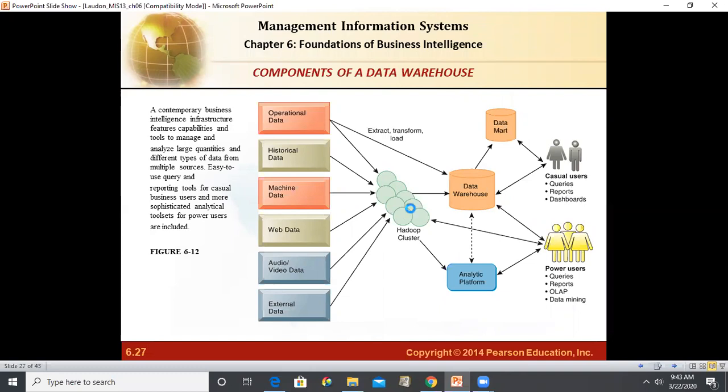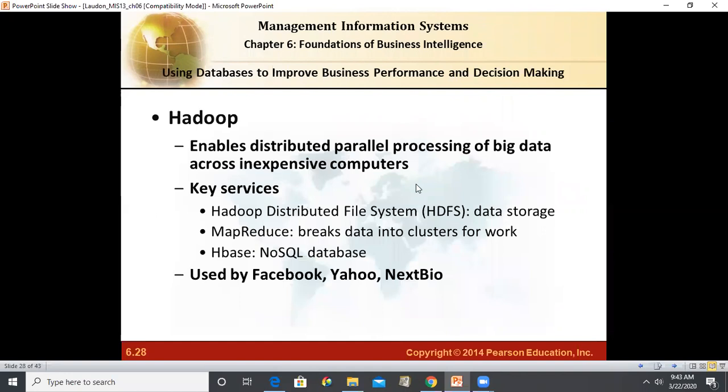So what are those? We mentioned Hadoop. Hadoop enables the distributed parallel processing of big data across inexpensive computers. The key services are, for example, Google MapReduce, if you've used it before, and the Hadoop Distributed File System for data storage. Hadoop is usually open source. It is an open source software framework.